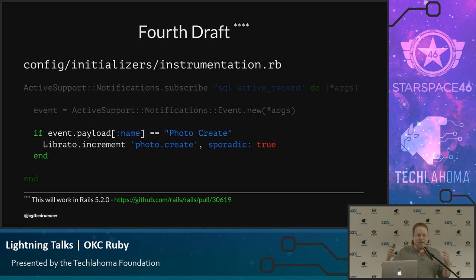So like when you would go to look up a photo, it would say Photo Load, but when you created a photo, the payload name would be SQL. So I got this PR landed that makes them more descriptive, and so in 5.2.0 and higher, the payload name is going to be descriptive of what it does, so you can start using Photo Create, Photo Update, that kind of thing. So if you try to use it in anything less than 5.2.0 and you try this code, it's not going to work.